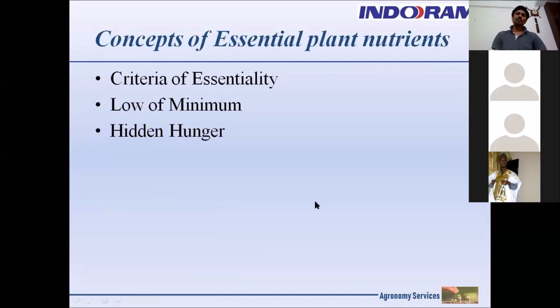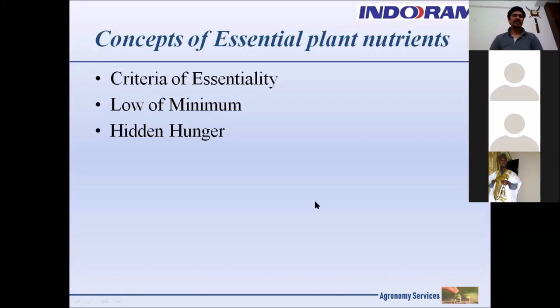Now, we'll move to the core area, the concept of essential plant nutrients, because plant nutrition is the next area we need to learn more about. Let's understand the different concepts of essential nutrients, then what plant essential nutrients are, and then we'll understand the different roles of different plant nutrients.